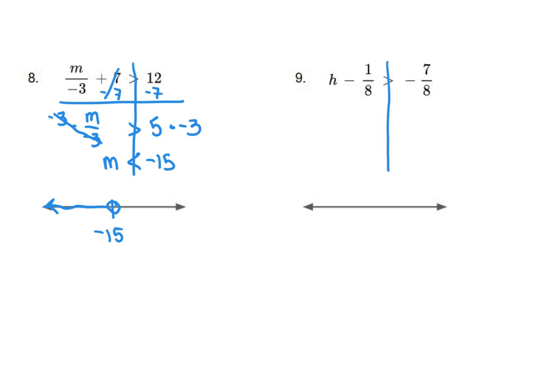Number 9, we're going to add 1/8 to both sides. -1/8 plus 1/8, those are opposites, so they cancel, leaving us with h. Our inequality symbol does not flip. We have -7/8 plus 1/8, so that's -6/8. Our circle is open, and h is greater than, so arrow pointing to the right.